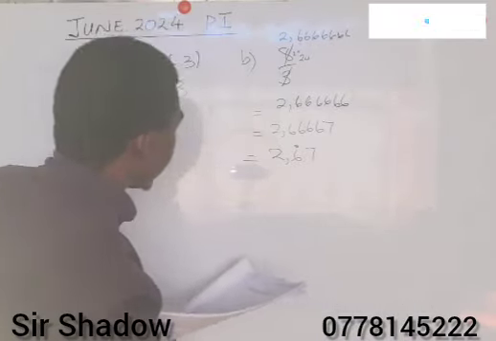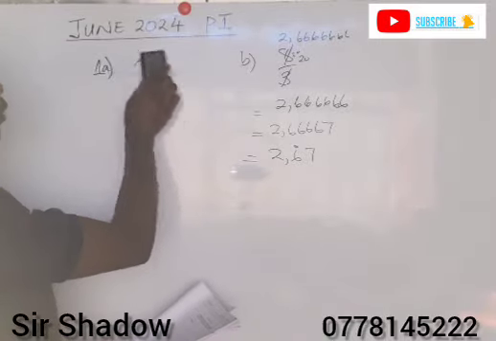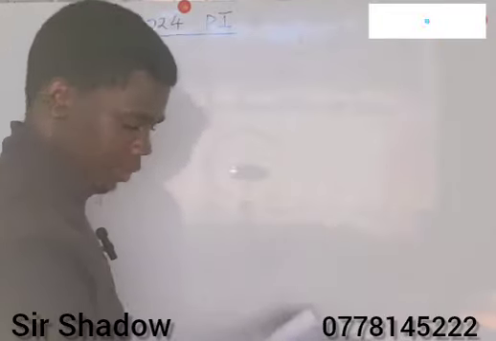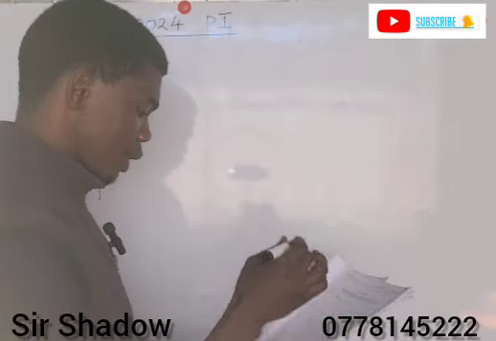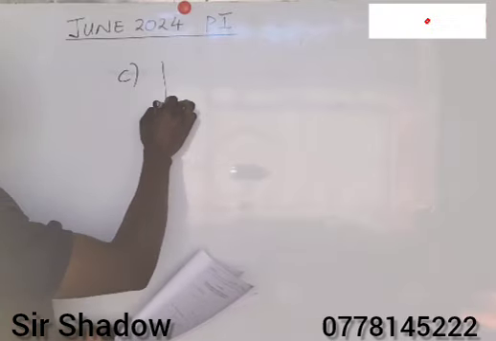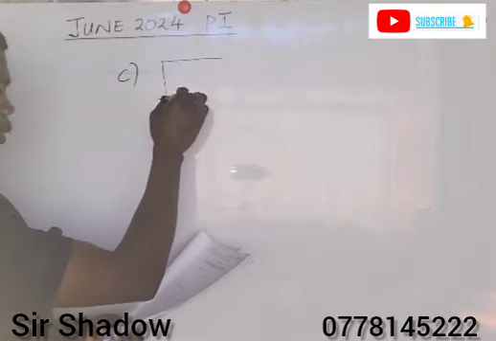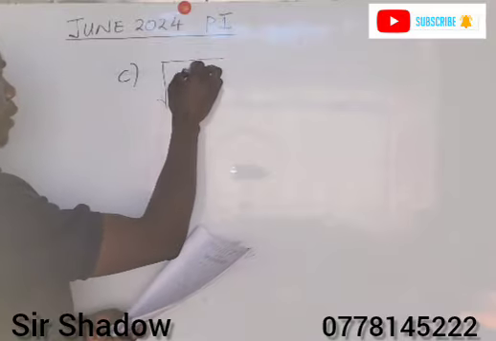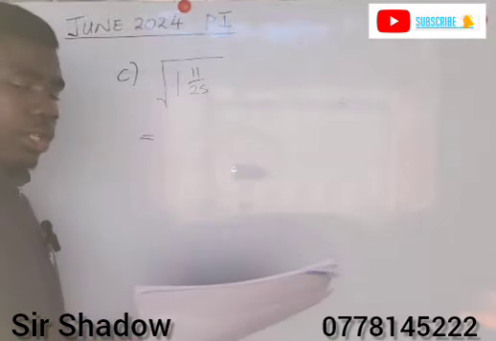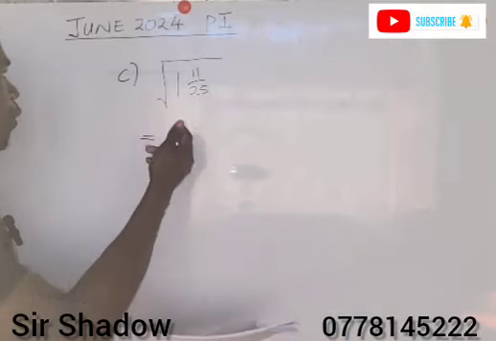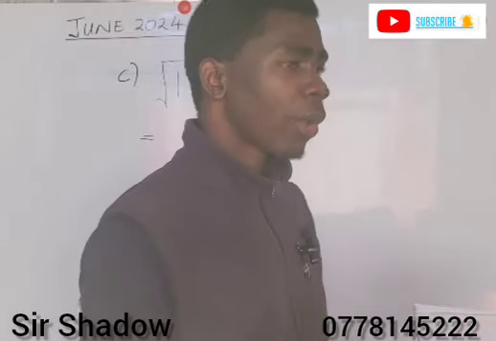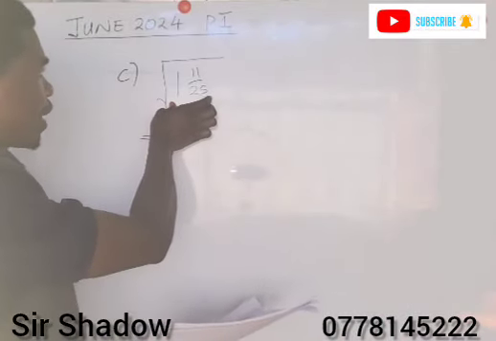Let's move on. Question 1C. We are given the root of 1 whole 11 over 25, and we are asked to find the square root of it. So for us to find the square root of this number, first of all, let's convert this fraction into an improper fraction.